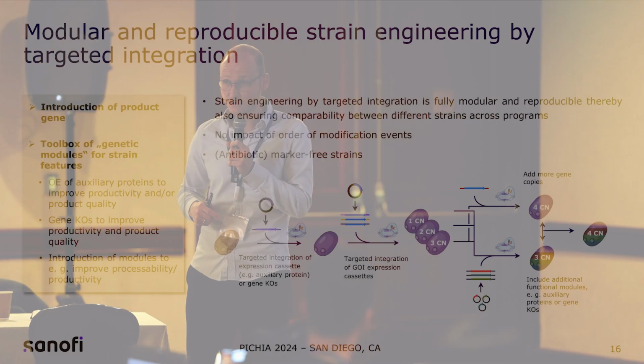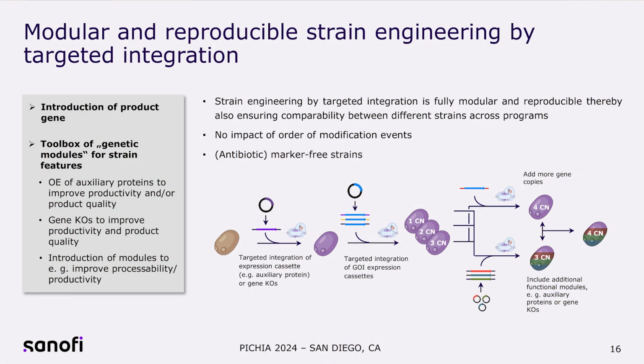Okay, then the last slide, to give you some insight on the freedom you have in the order of modifications for introducing into strains for strain engineering. Typically you want to introduce your product gene, and you want to have a toolbox of genetic modules that you can plug into your strain for strain engineering. That might be overexpression of auxiliary proteins, gene knockouts, or some other modules that may help to improve processability.